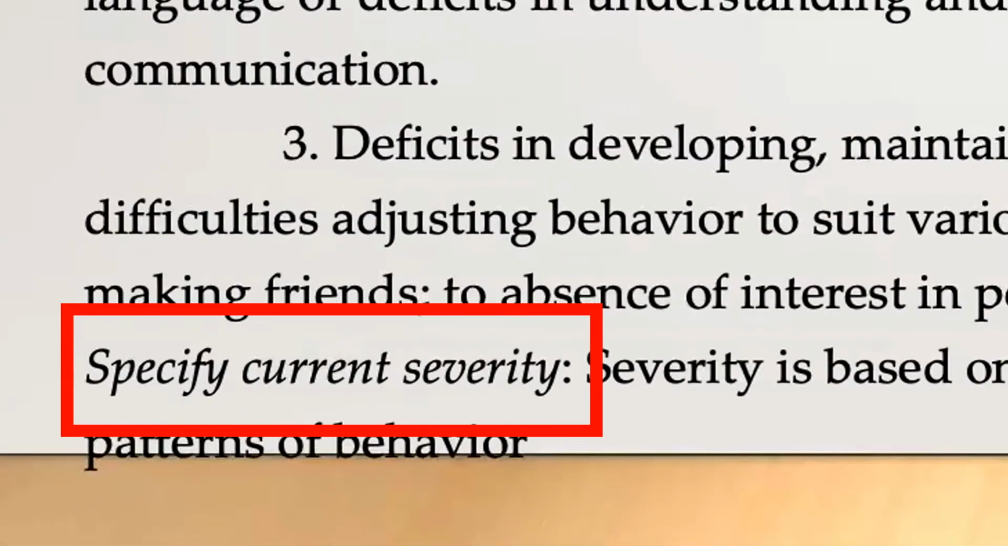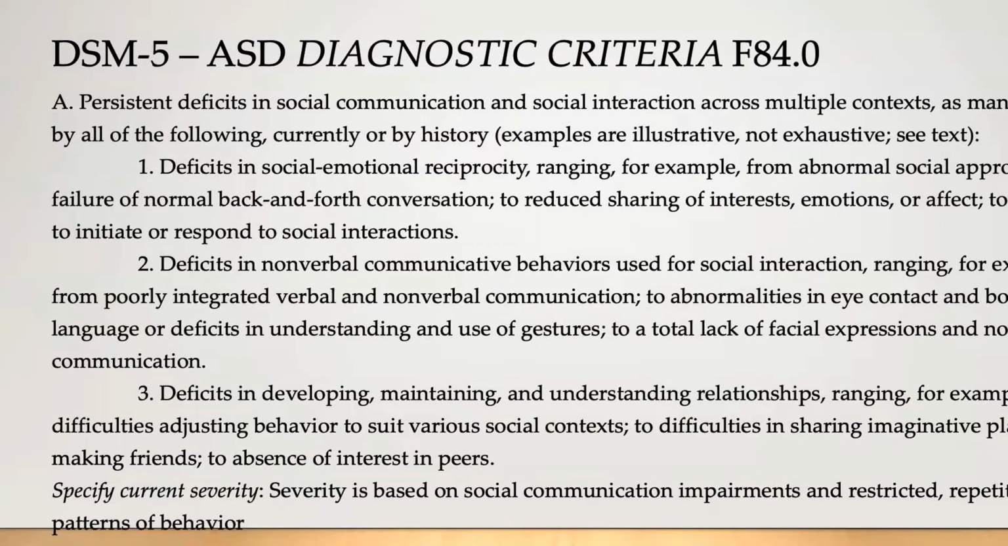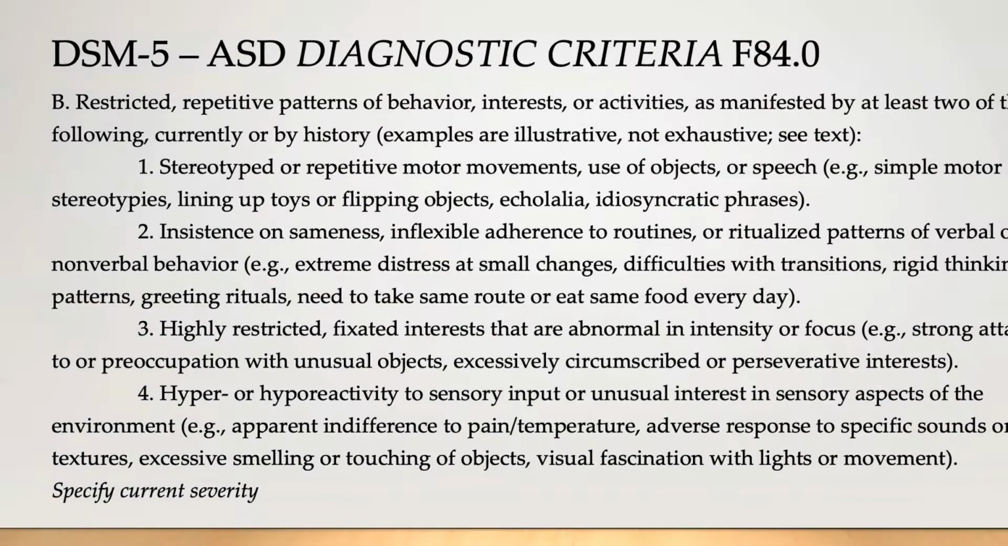Now, there is a requirement for specifying the severity. And this is where that umbrella comes in. In the 4, it was Asperger's, PDD-NOS, and autism. We now have autism as the umbrella, and everything fits under there. So we no longer have an Asperger's diagnosis. We no longer have PDD-NOS, pervasive developmental disorder, not otherwise specified. So that's changed from 4 to 5. So when a person comes in and says, I have Asperger's, they probably were diagnosed under that, but it's all under ASD now.